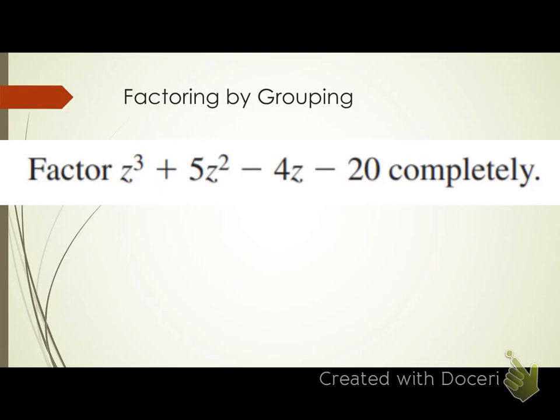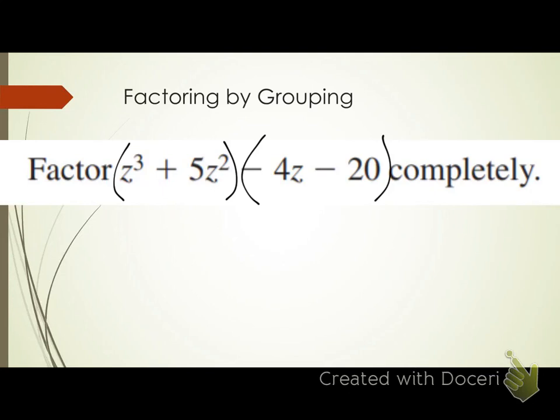Do these first 2 terms have a GCF? Do they have a common factor? Z to the second. They have 2 z's in common, right? So that would be my GCF of these 2 terms. Do these last 2 terms have a GCF? Is there a number that goes into both 4 and 20? 4, right? So these 2 terms have a common factor. So I can do my groupings like this.